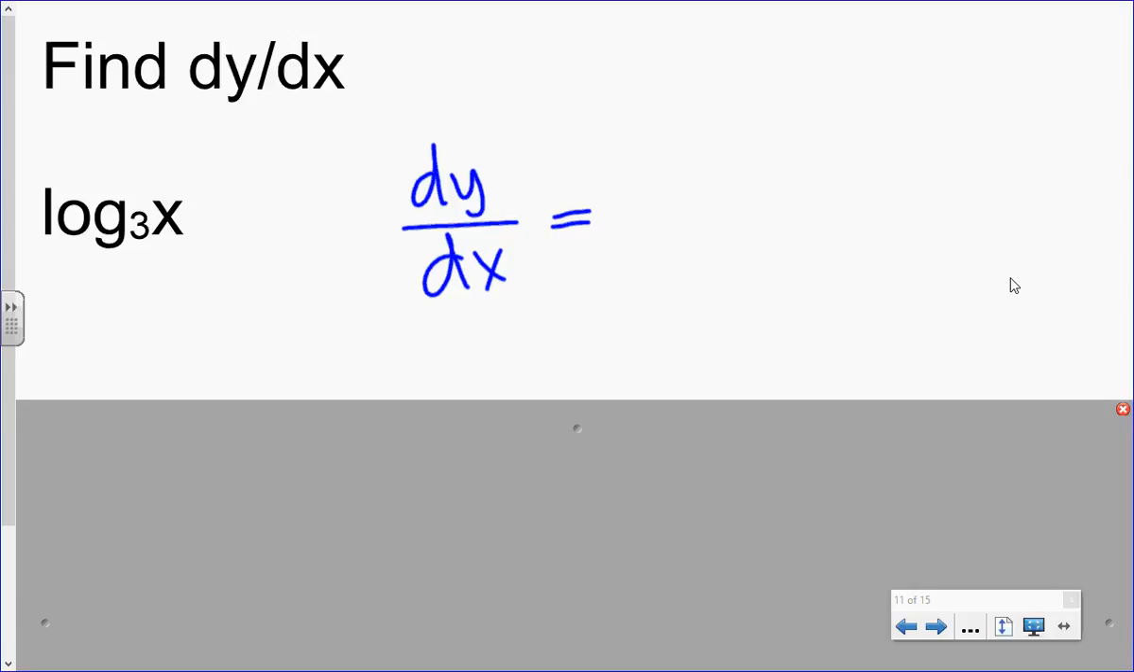Okay, so since it's a logarithm, we're always going to do the 1 over x, but since it is not natural log, we are going to have to multiply by the natural log of the base. Does that make sense? Okay.